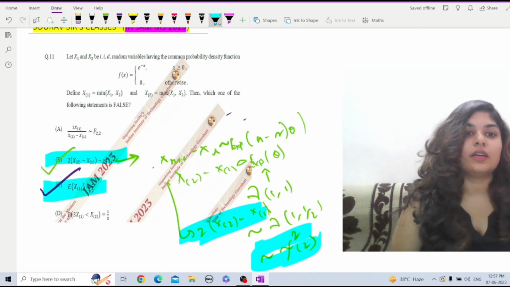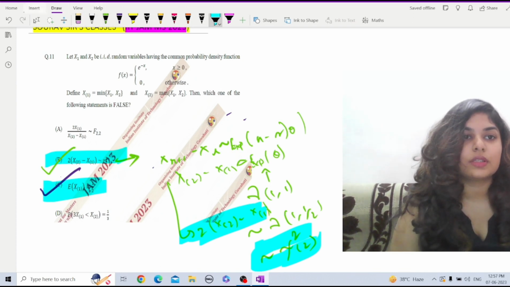That means 2 times of this follows this, so this is also correct. The shaded ones are correct. Now we are left with 2 more. So now let us check the next one.